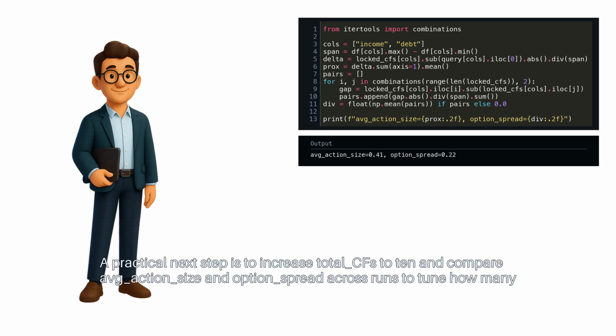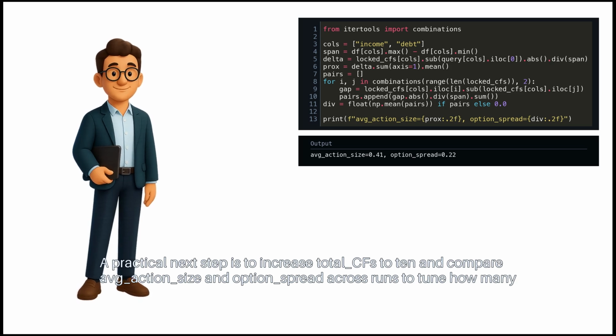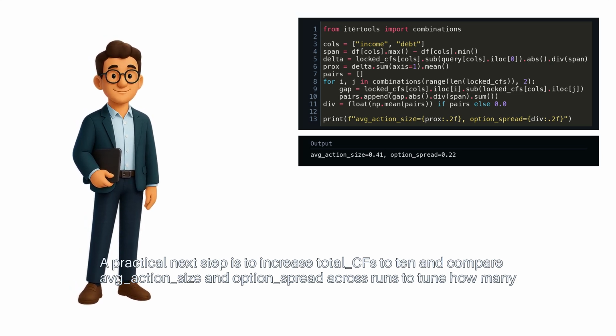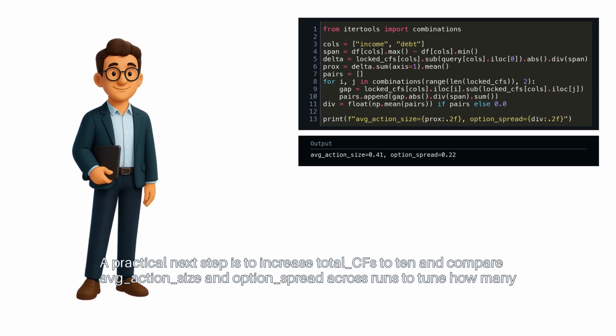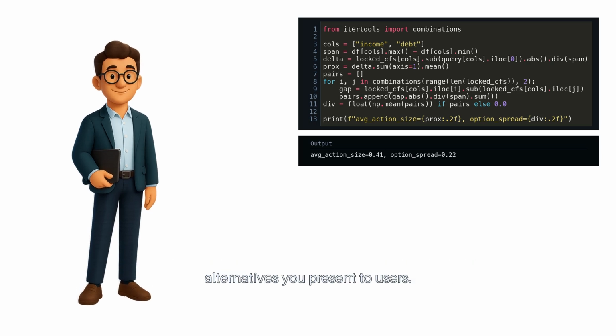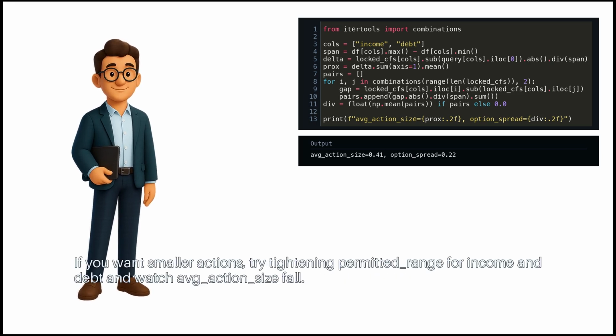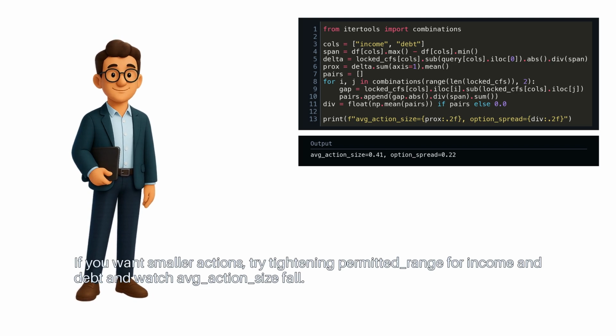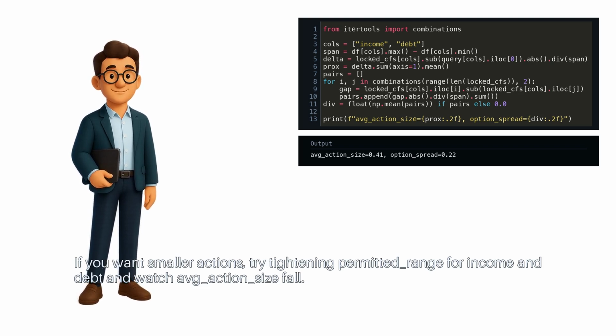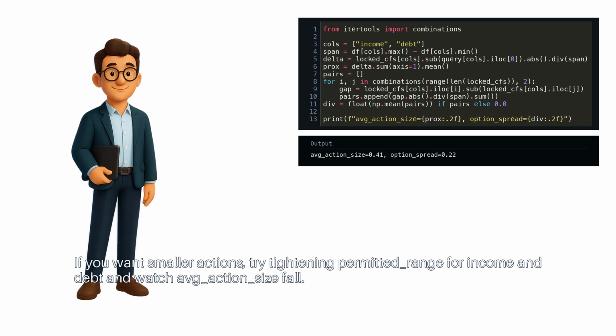A practical next step is to increase total_CFs to 10 and compare average action size and option spread across runs to tune how many alternatives you present to users. If you want smaller actions, try tightening permitted_range for income and debt, and watch average action size fall.